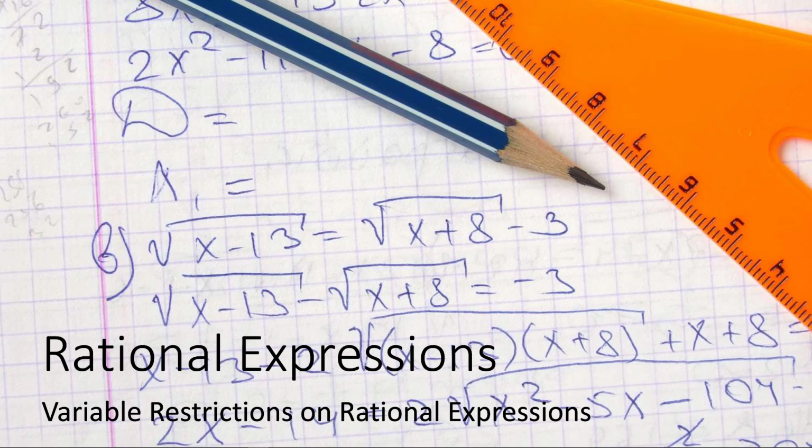Hi everybody, this video will cover the first part of the first section in Chapter 7. Here we're going to talk about rational expressions, and we're going to look at the restrictions on rational expressions, or variable restrictions, i.e. what values must be excluded when we have a rational expression.